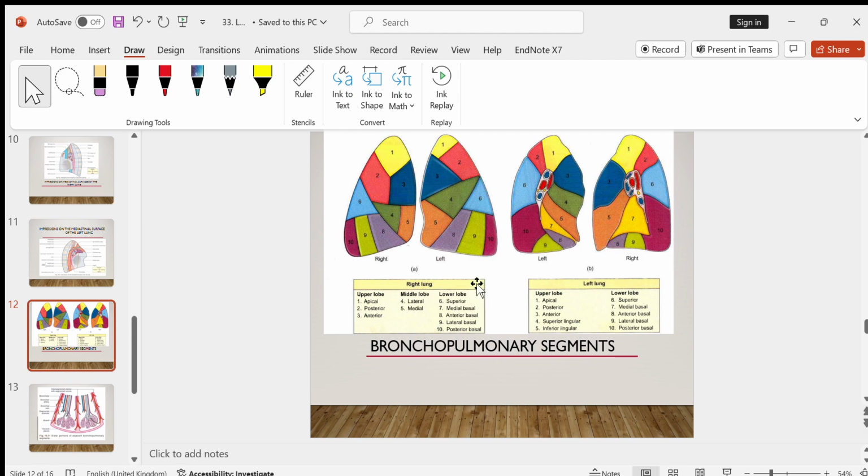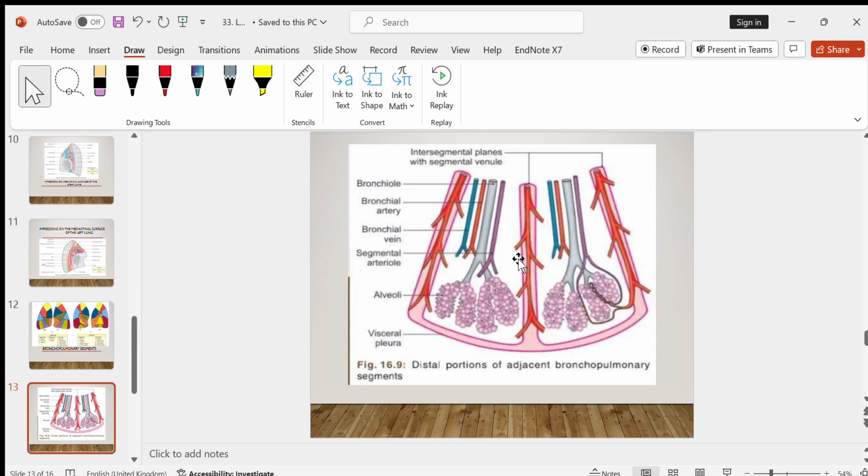right lung. Now the segments of the left lung are the apical, anterior, posterior, superior, medial basal, lateral basal, posterior basal, and the medial basal is only visible on the posterior surface of the left lung, just like the right lung. So these are the segments of the lung, and they are very important surgically.